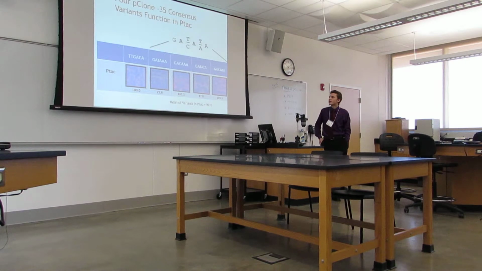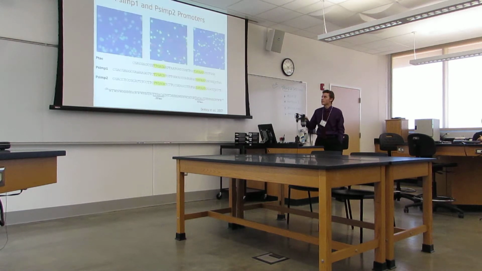From here, I was interested in this. This just shows my 4 variants of my consensus sequence as it compares to the published consensus. You can see that 2 of them actually function better than the original consensus, but 2 of them function worse, or less efficiently, I should say. You can see the mean of my variants was 99.0.